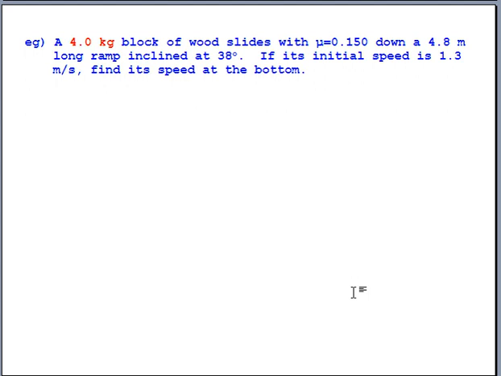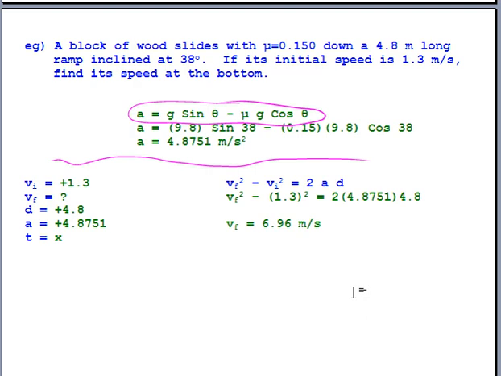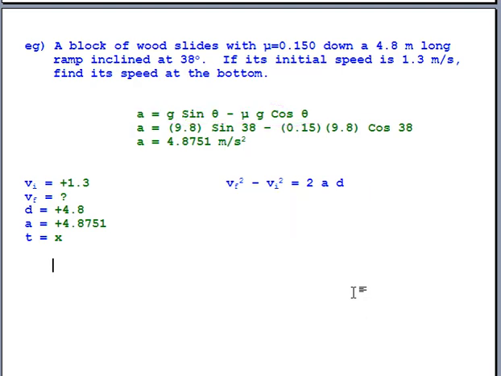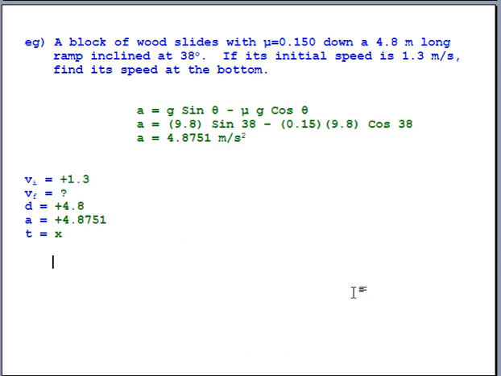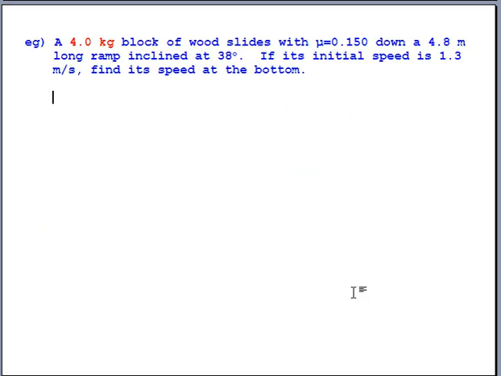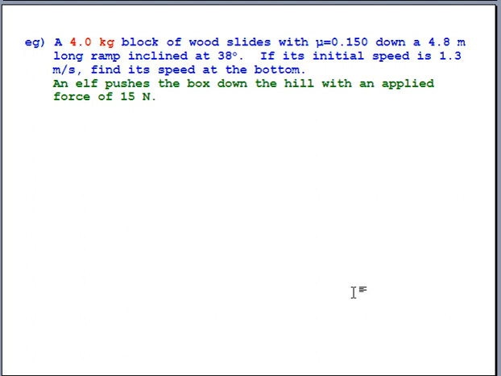And now, thinking critically, looking back at the previous question, you should be going, we really didn't care what the mass was because, back in the theory, we canceled the m's. So why even worry about it? Why are you telling me that it's a 4 kilogram block of wood? Well, it is important because there's one more bit of information. Hey, forgot to mention this. Oh yeah, there's an elf pushing the box down the hill with an applied force of 15 newtons. Okay, now it's getting complicated.